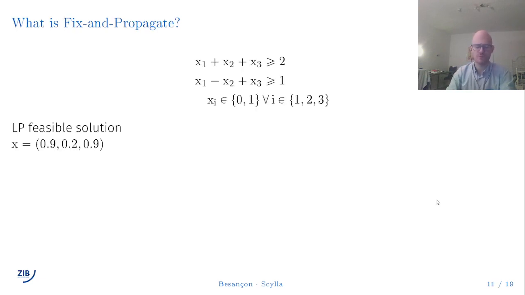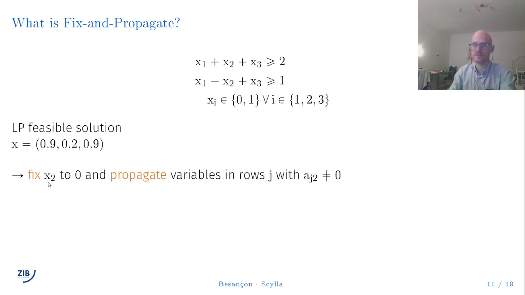I mentioned fix and propagate several times now, so just to give you a brief overview of what this means. This is a set of techniques that are close to constraint programming, if you're familiar with it, and that consists in fixing a given fractional variable to a value, and then trying to deduce out of this fixing if other variables now are forced to certain values. Here we have an example of an LP feasible point with all fractional variables, and all of these three variables have to take integer values. Say you fix x2 to 0. That means trivially that the second constraint now looks like x1 plus x3 has to be greater than 1.